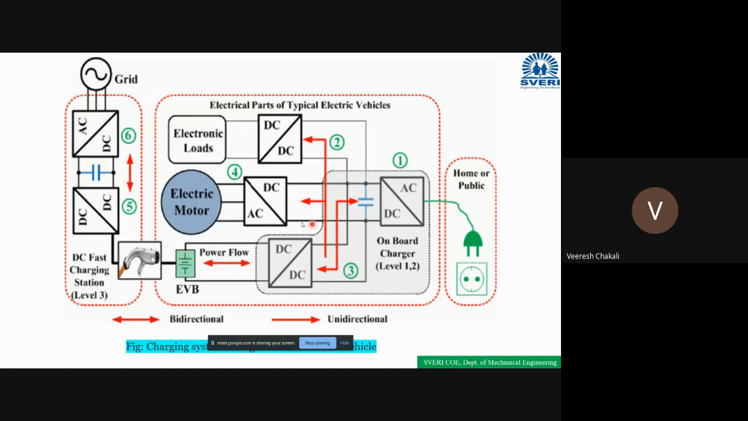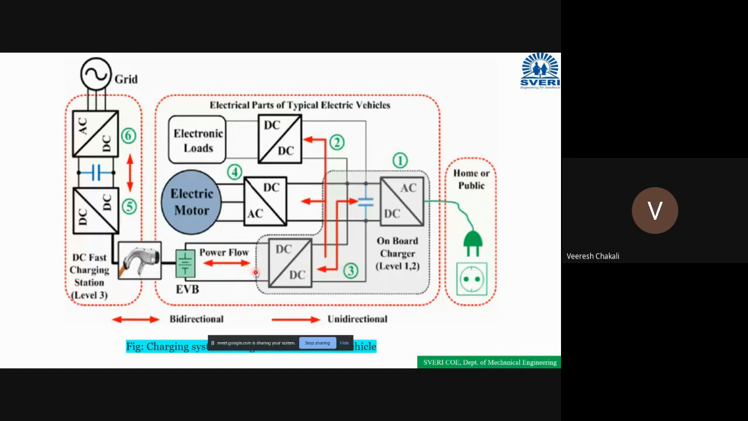This is the simple power flow diagram. I will explain. The charger is connected to the home or house, and the charger is designed with a two-stage energy conversion. First is AC to DC, because at home we are getting AC. This AC is converted to DC, and this DC is given to the DC to DC converter, and the output of the DC to DC converter is given to the battery terminals. Now the power flows in this direction.